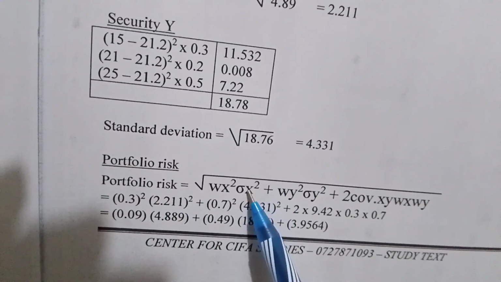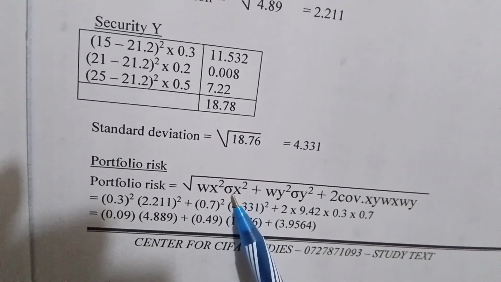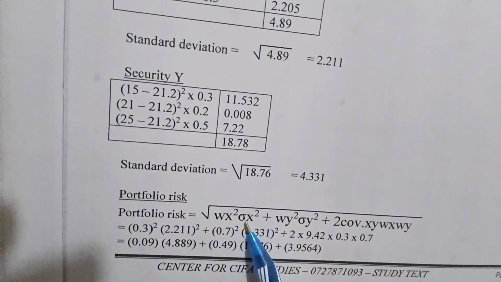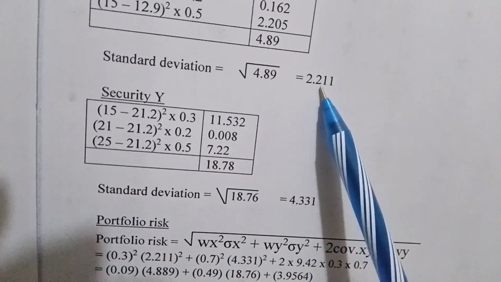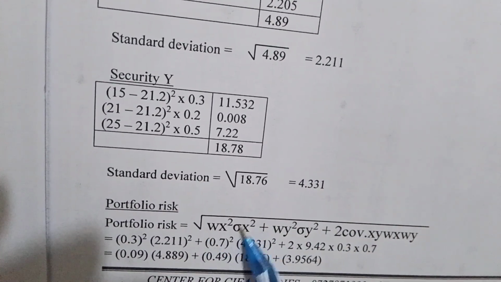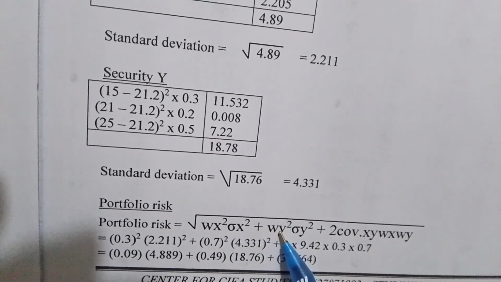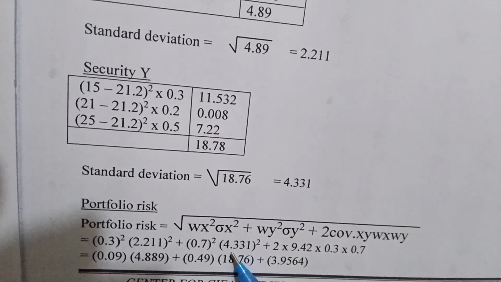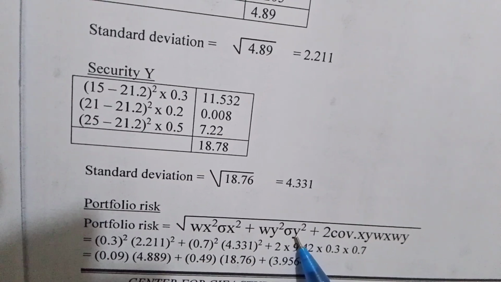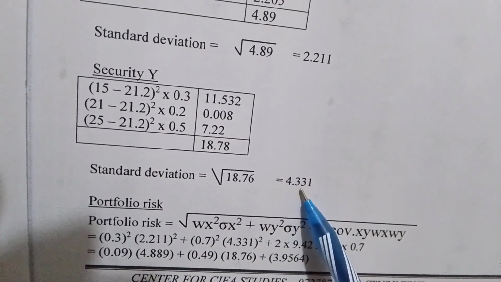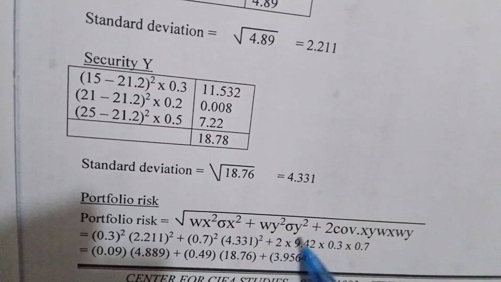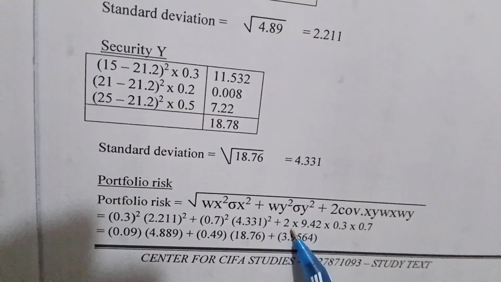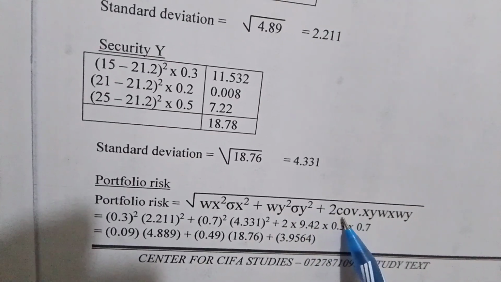Then you multiply by the standard deviation of X squared. The standard deviation we got 2.211. You square, then you plus weight of Y. The weight of Y is 70% or 0.7. So 0.7 squared into brackets, then standard deviation of Y squared, 4.331 squared, then you plus 2. He has combined two portfolios, portfolio X and Y. So 2 multiplied by covariance.